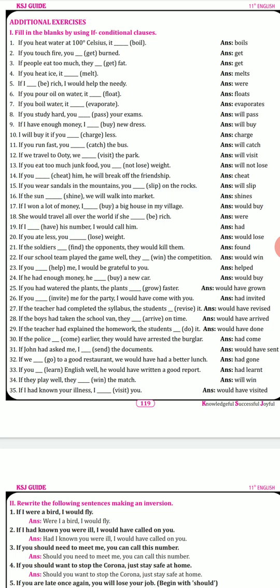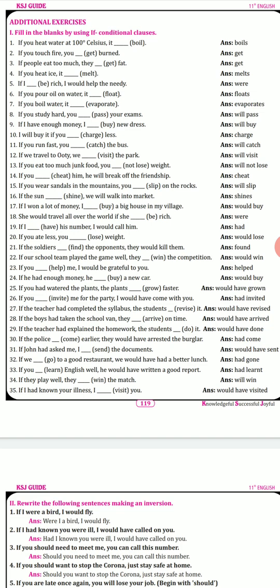And another sentence, second sentence, if you touch fire you get burned. So this sentence talks about general truth. So here the subordinate clause is present tense, and the main clause also should be in simple present tense. So you can add get with the subject you. So we need not add s or es because you is second person.